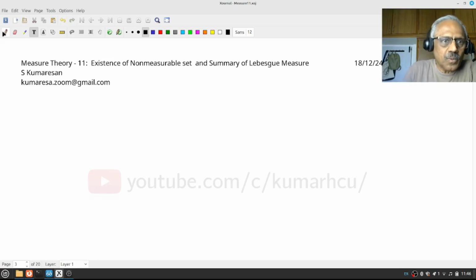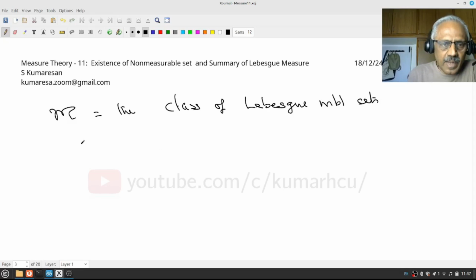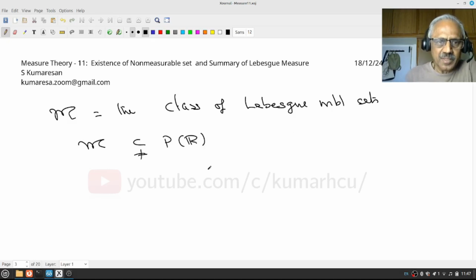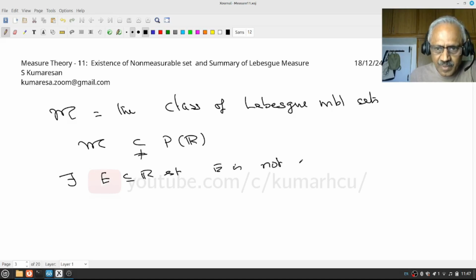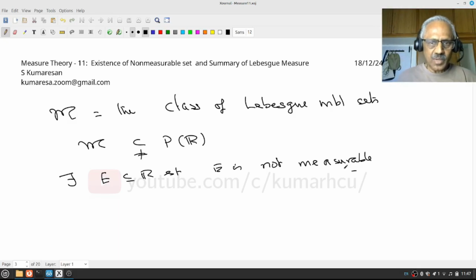So, what we plan to do is the following. This is the class of measurable sets. And we are going to say it's properly contained in P of R, that is, power set of R. What does that mean? That means there exists a subset E of R such that E is not measurable. Okay, we will go through the proof. Then we will also try to understand what the proof tries to say.